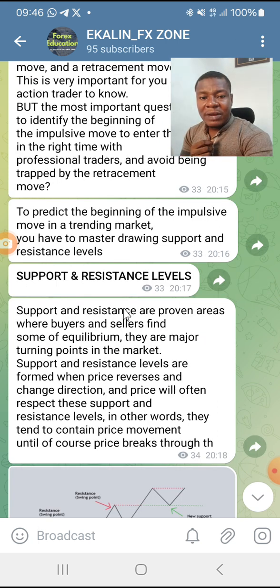Now, support and resistance are proven areas. They are proven areas where buyers and sellers find some form of equilibrium. They are major turning points in the market. Support and resistance levels are formed when price reverses and changes direction, and price will often respect these support and resistance levels. In other words, they tend to contain price movement until, of course, price breaks through them.